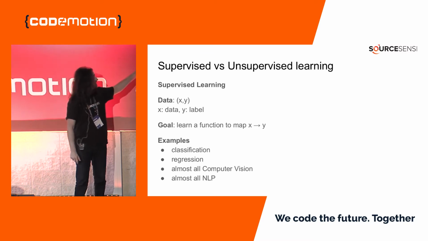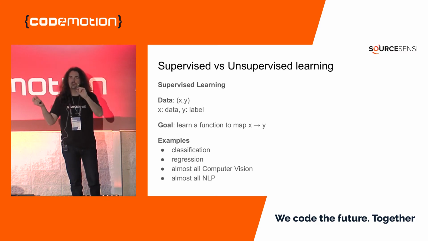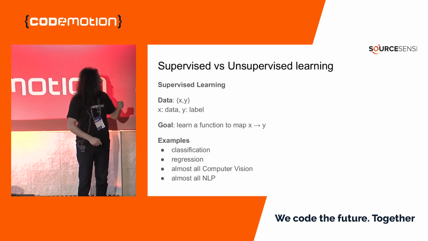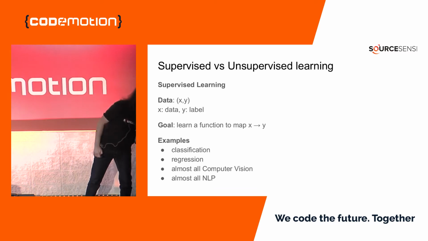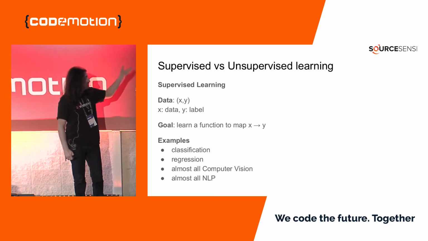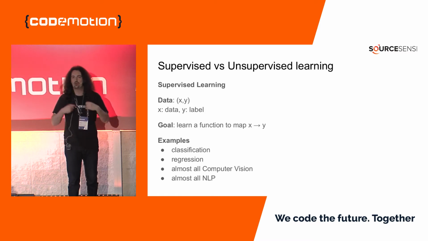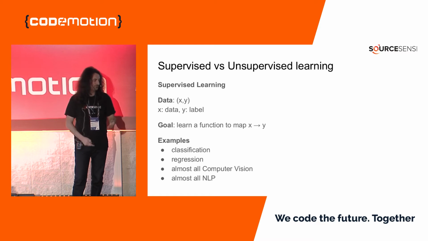So when we say that the goal is learning a function, we want to learn the coefficients of these mathematical functions, the parameters. And supervised learning is practically everywhere. We have it in classification, regression, almost all computer vision, basically, in which we want to recognize stuff, and almost all natural language processing.